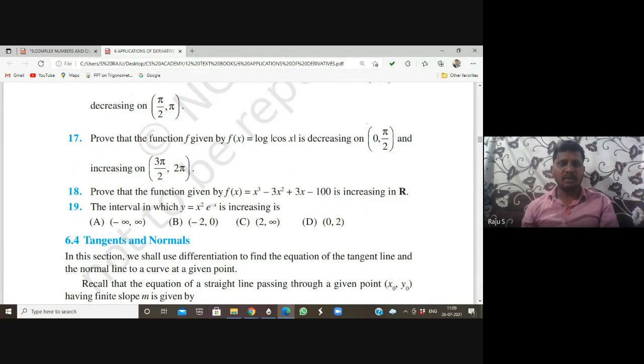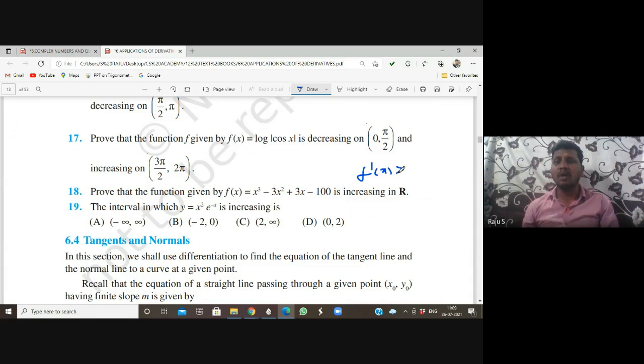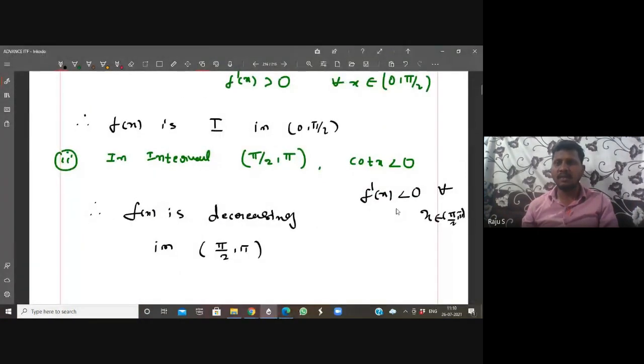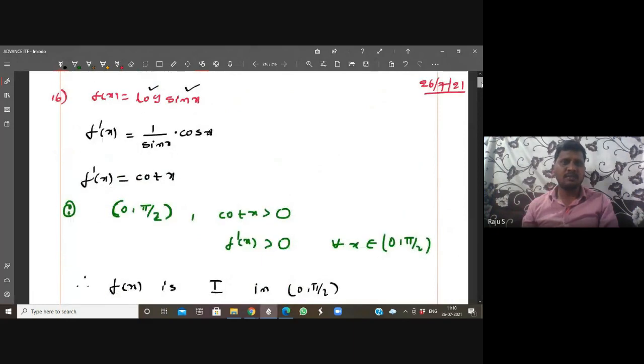Okay, here is the 18th question: prove that the function given, a cubic equation, is increasing on the entire real line. We can prove that the given function is increasing. What shall we do here? Simple, find f dash of x. It should always be greater than 0 for every x belonging to R. That's all. We have to prove that f dash of x is greater than 0 for every real number. So for that, what is the given function? Is this question clear?